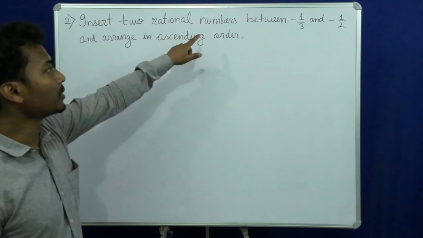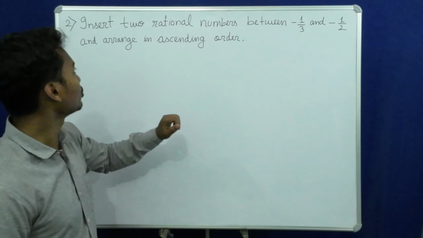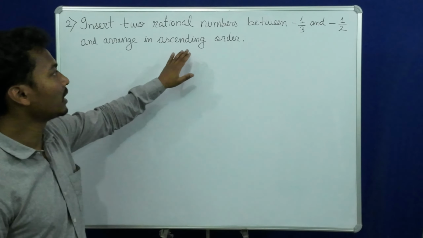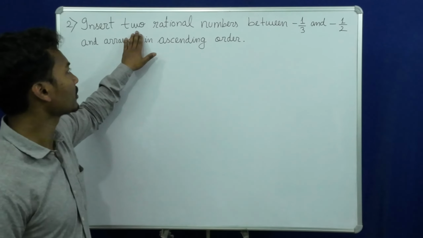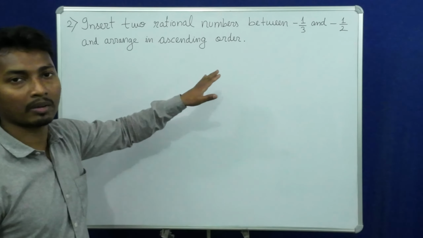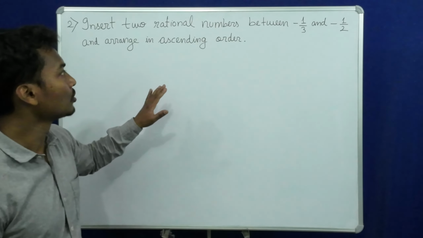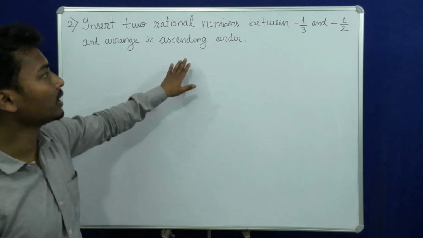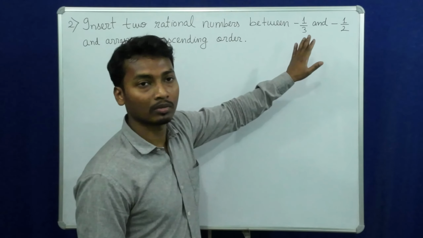Insert two rational numbers between -1/3 and -1/2 and arrange them in ascending order. So here we have to insert two rational numbers. For two or three rational numbers you can apply the same basic method which we did for the first question. So here, in order to arrange in ascending order, let's understand which one is smaller.